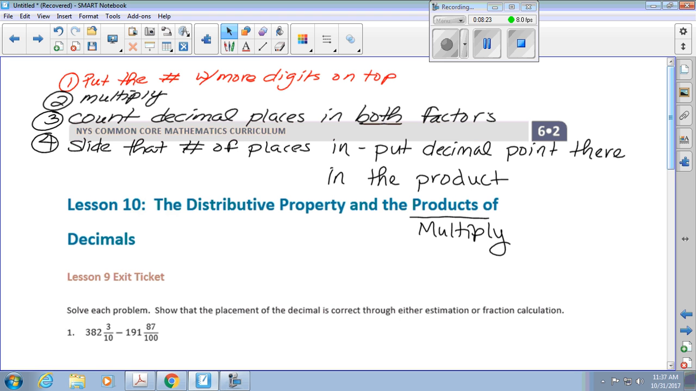Here are the steps to multiply decimals. Step number 1, put the number with more digits on top. So if it has more digits, put it on top when you multiply. That's just how it goes. So, for example, you would not do this, right? When you're multiplying, you wouldn't say 12 times 375. That would be a weird way to write that. You would want to flip it the other way around.